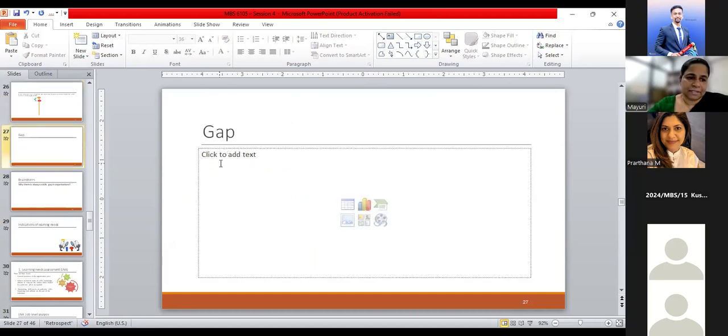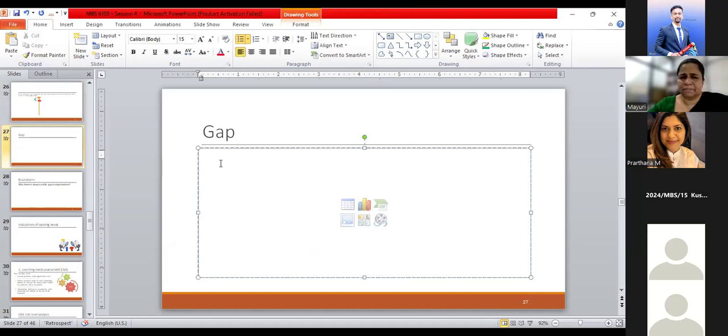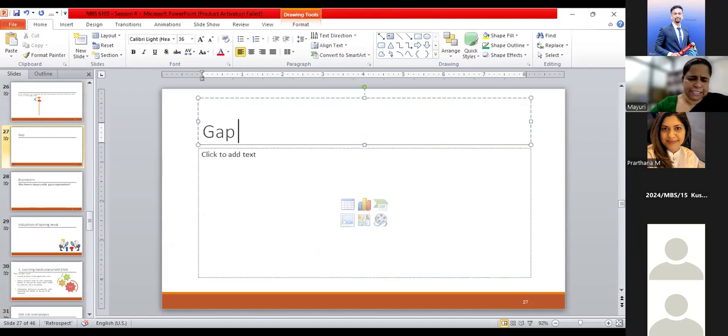Okay. Right. Now this gap, whether this gap is really a learning need.